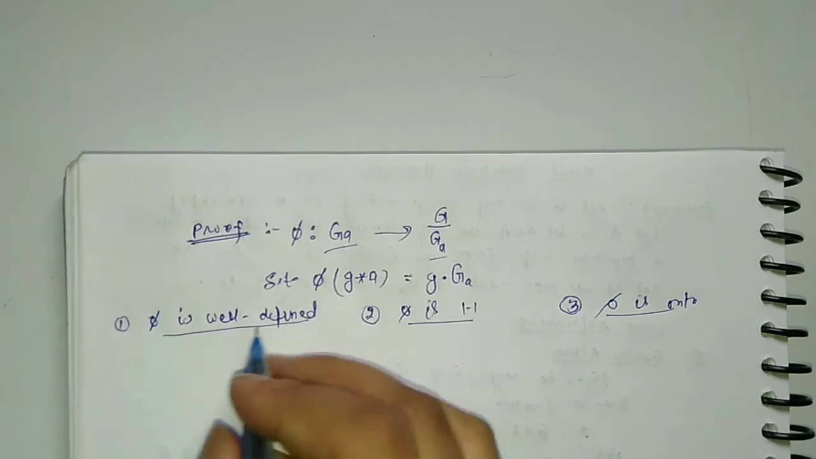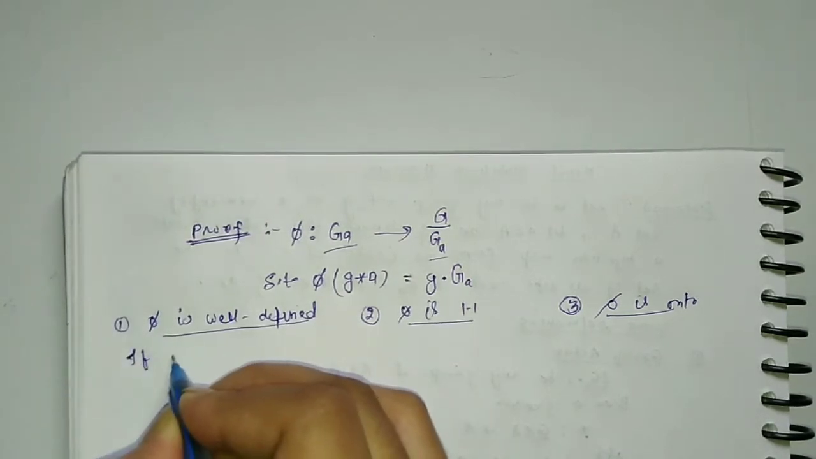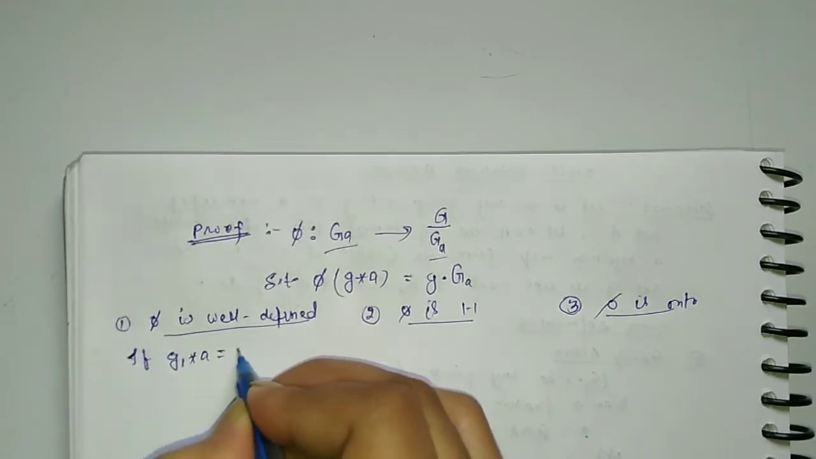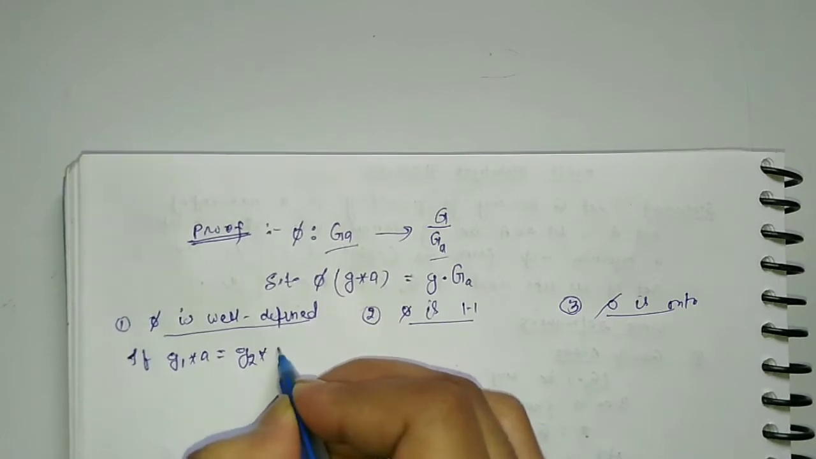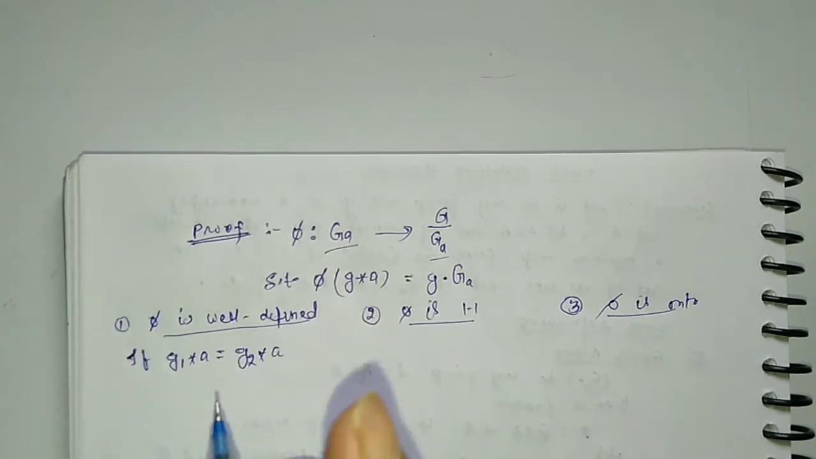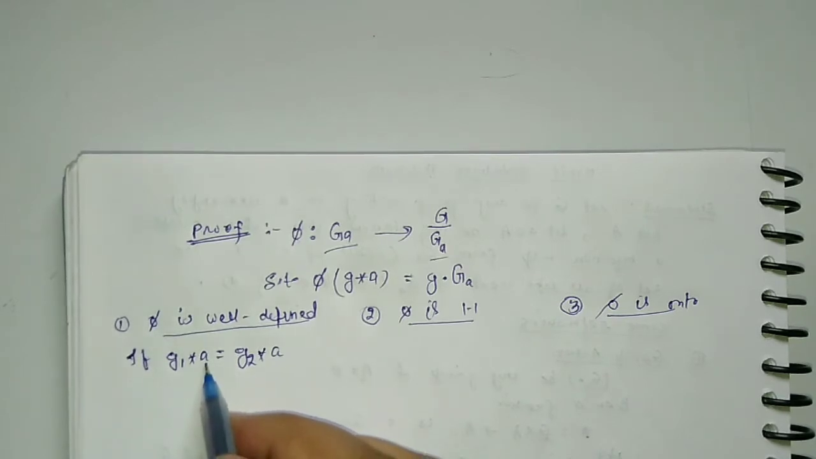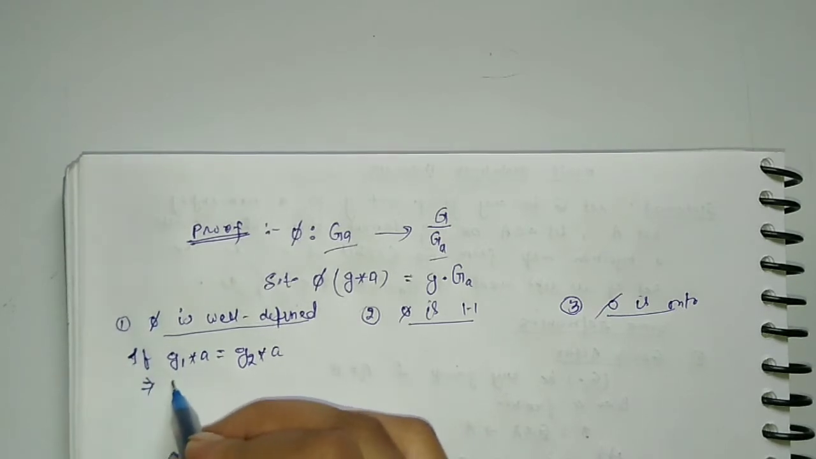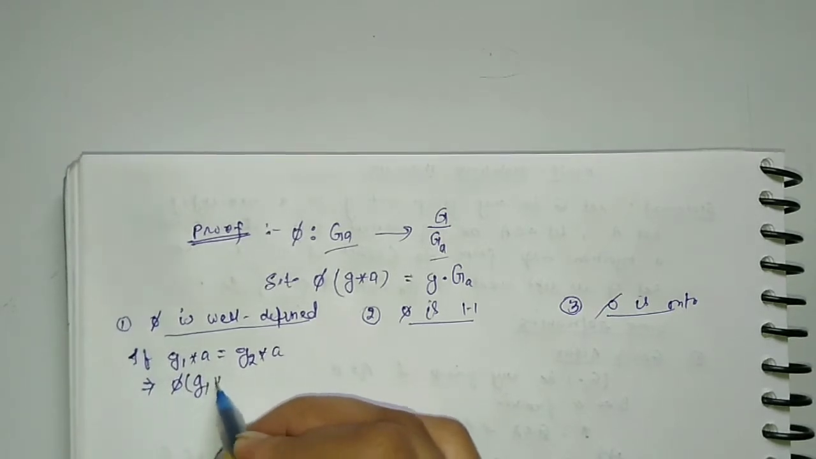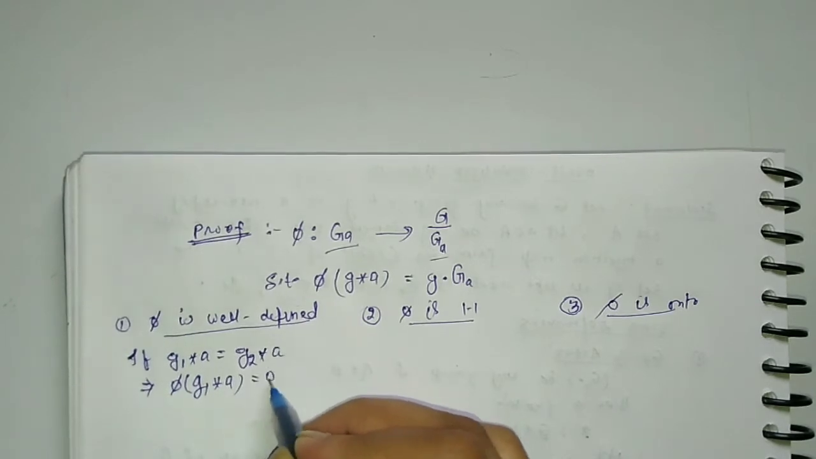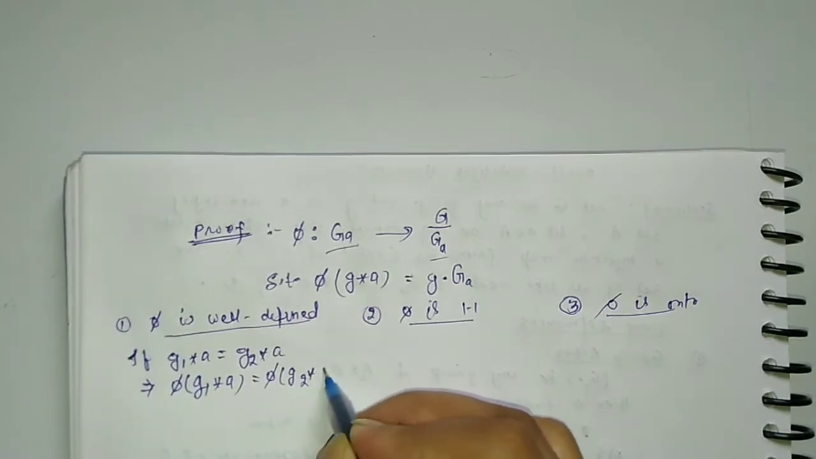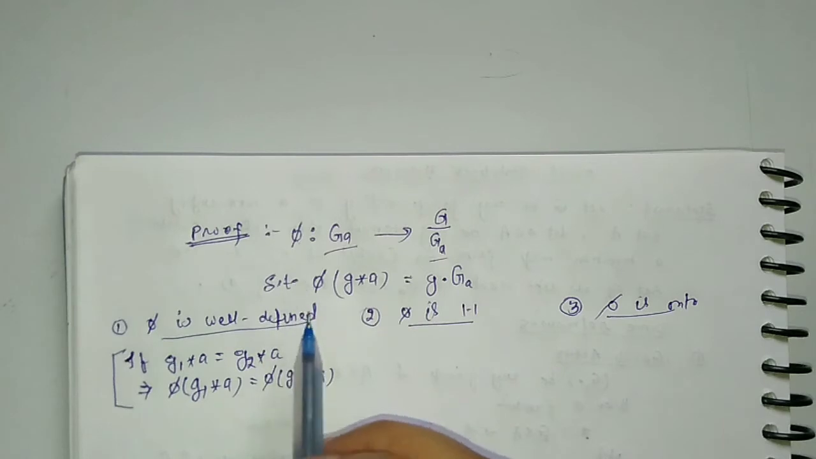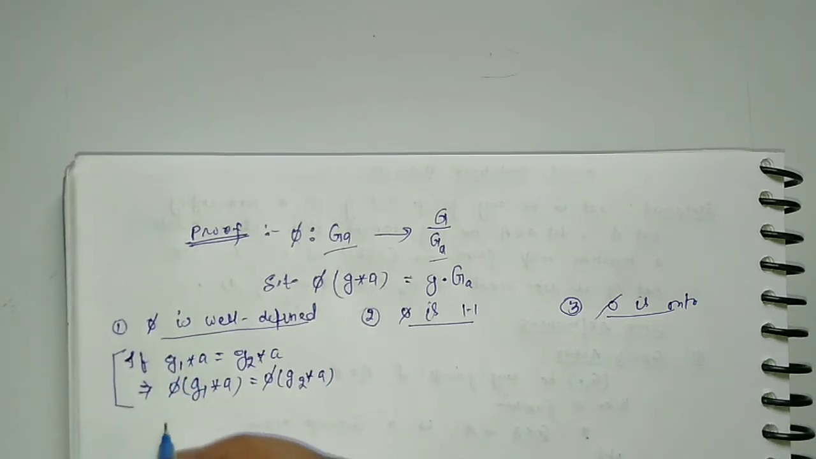For this phi to be well defined, we have to prove that if g1 star a is equal to g2 star a, where g1 and g2 are two elements from our group G and a is from capital A, then phi of g1 star a will be equal to phi of g2 star a. If this is true, then we can call this function well defined. So we are going to prove this now.